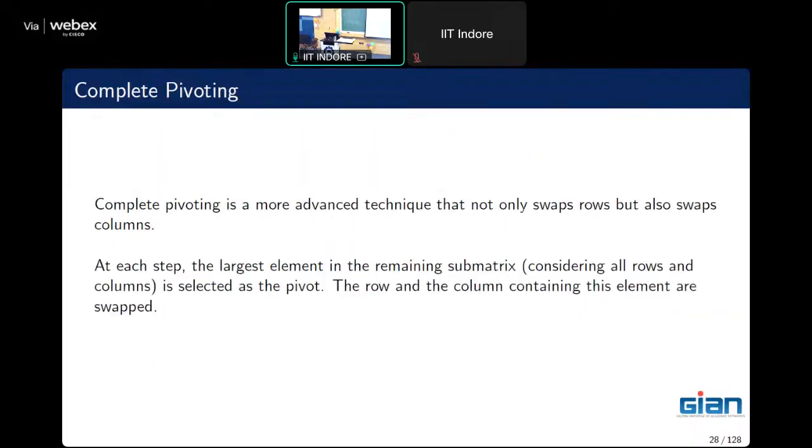Now the complete pivoting is here. Complete pivoting is a more advanced technique that not only swaps rows but also swaps columns. You search the entire rows and columns and find the largest element. At each step, the largest element in the remaining submatrix is selected as the pivot, and the rows and columns containing this element are swapped.